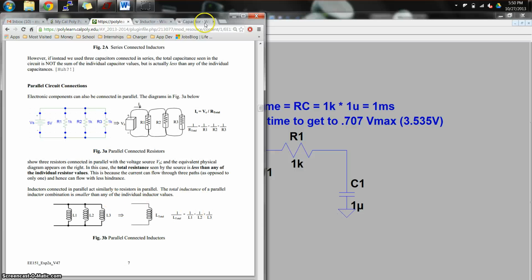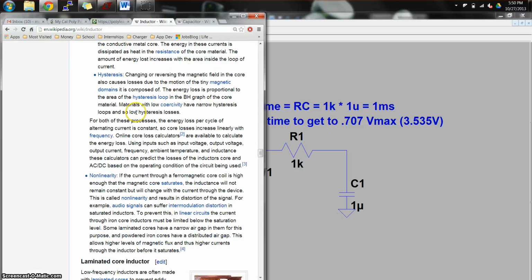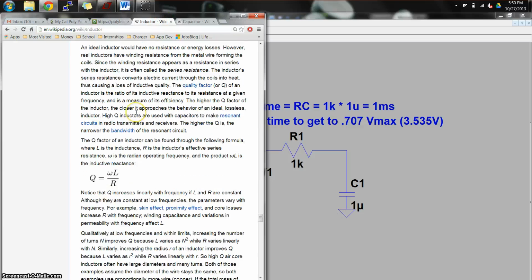You're not expected to know this, but if you're interested, it's because capacitors are, let's see if I can find it.